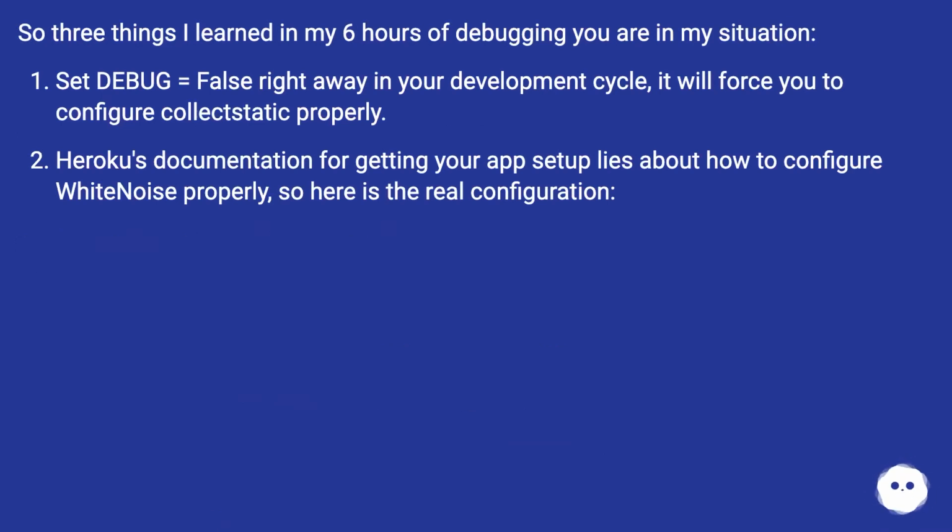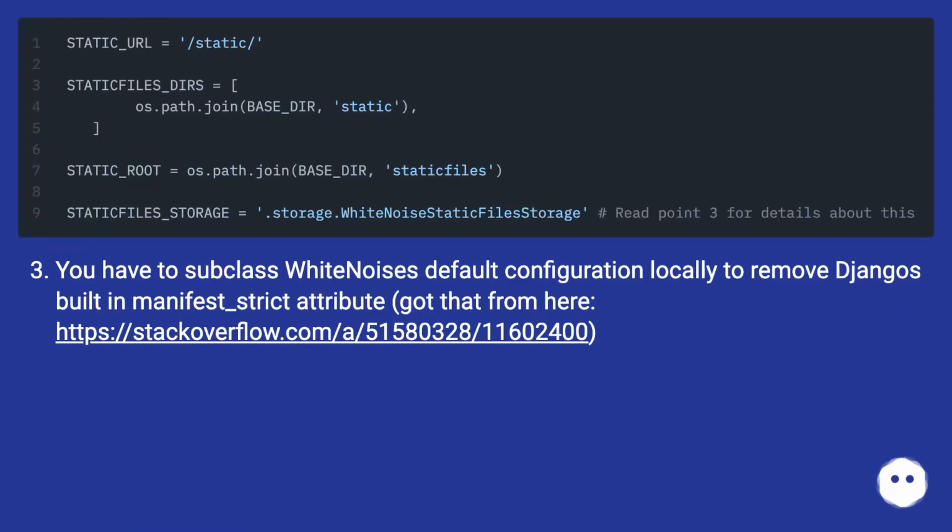Heroku's documentation for getting your app set up lies about how to configure WhiteNoise properly, so here is the real configuration. You have to subclass WhiteNoise's default configuration locally to remove Django's built-in manifest_strict attribute. Got that from here. This URL.